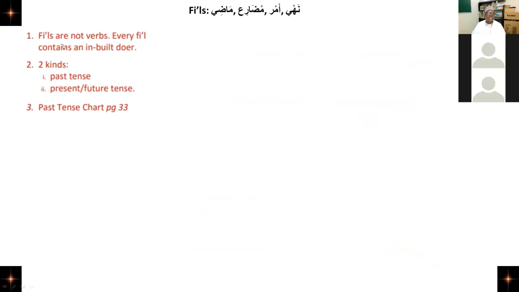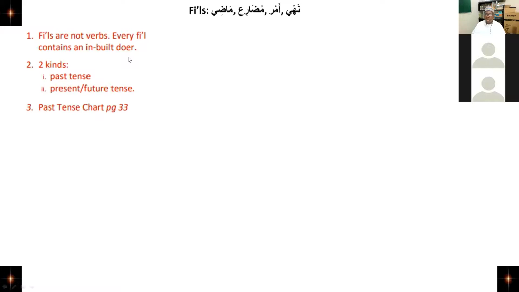Okay, good. After that, we spoke about fi'l. So when we came to fi'l, we realized we have madi, mudari, and amr, right? Fi'ls are not verbs. Note, fi'ls are not verbs. Every fi'l contains an inbuilt doer.